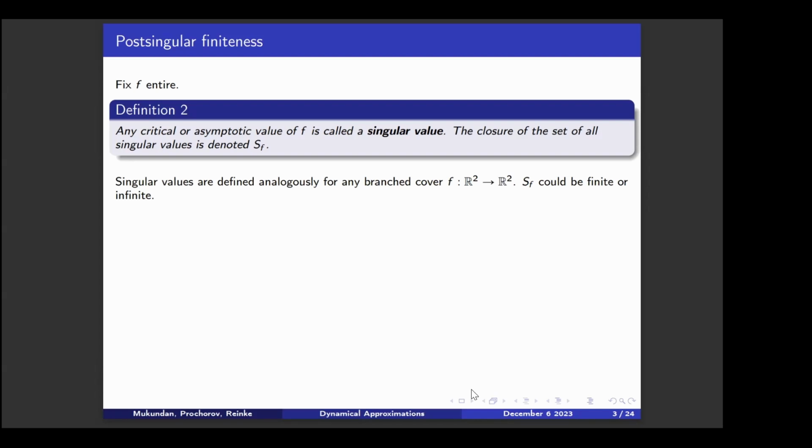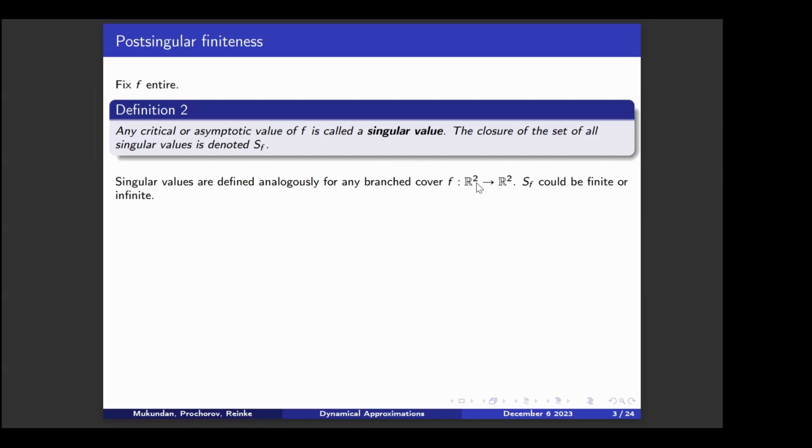Do I need to define what a branched cover is, or should I just go on? Please. Okay, I'm going to define it just in case. A branched cover of the plane is basically a map where you have a discrete set in the codomain such that if you remove that discrete set and its full preimage, the map is a covering. That's what I mean by a branched cover. So every entire function is a branched cover, but if you remove the holomorphic property, you can still define singular values for branched covers. The set S sub f can be finite or infinite.